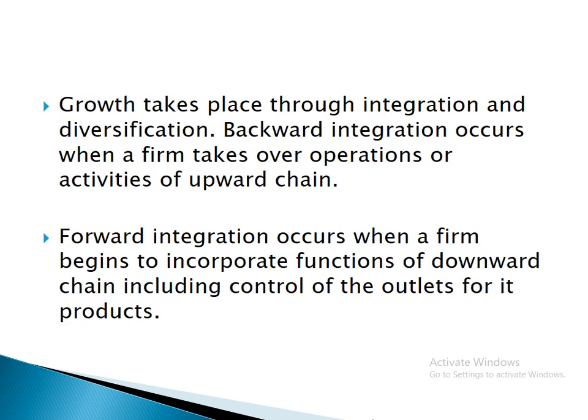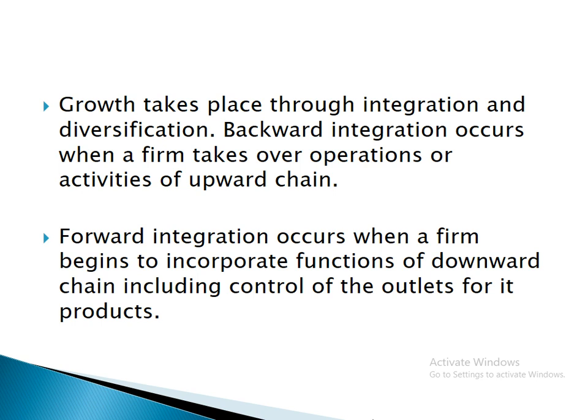Growth takes place through integration and diversification. Backward integration occurs when a firm takes over the operations or activities of the upward chain. Forward integration occurs when a firm begins to incorporate the functions of the downward chain, including the control of outlets for its products.